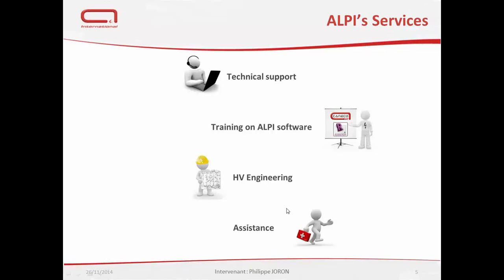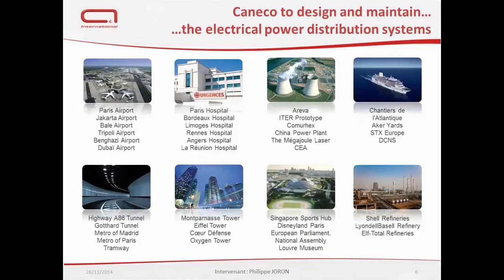Here are some examples of projects which have been designed with Caneco BT. We can find airports, hospitals. We work also in the nuclear area, with marine shipbuilders, for infrastructure like rail, tramway, or tunnels, and so on. We work also for towers, public buildings, and the oil and gas area.